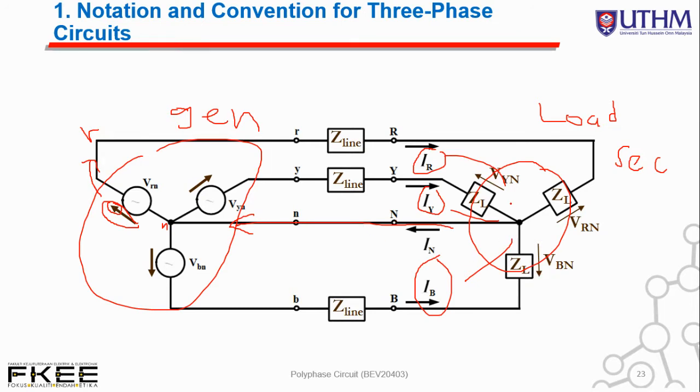So ZL for the first one, second one, and third one. This is similar to what we have seen for the notation and convention at the generator section, how they denote the subscript of VYN, the direction of the arrow, as well as the second phase Y, third phase B, etc.